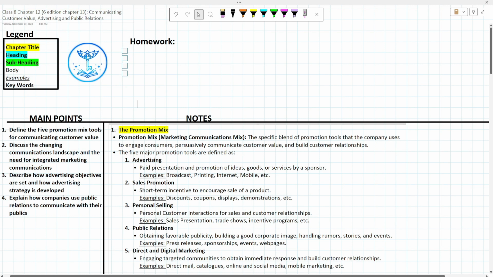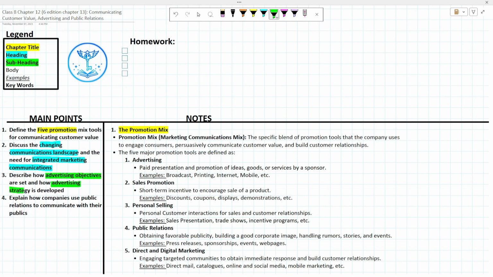So let's look at the main points. One, define the five promotion mix tools for communicating customer value. Two, discuss the changing communications landscape and the need for integrated marketing communications. Three, describe how advertising objectives are set and how advertising strategy is developed.